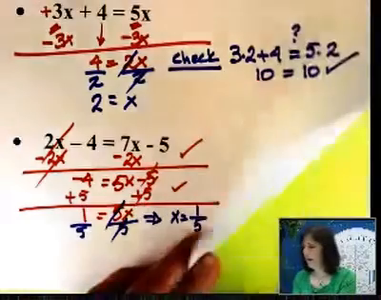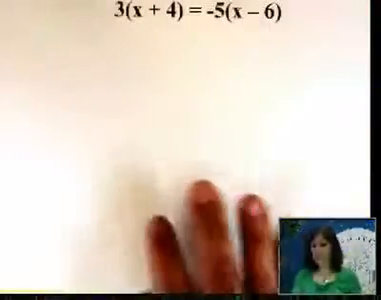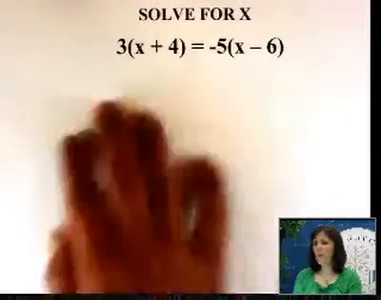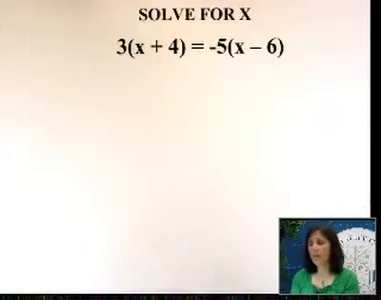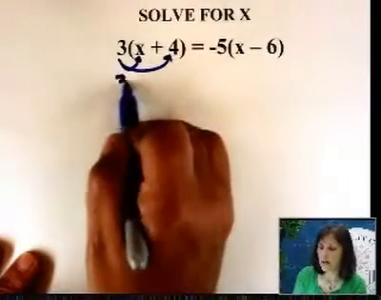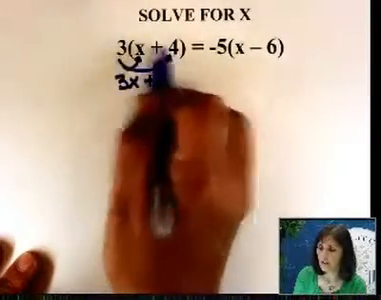Now, solve for x. This is a little bit longer. I have x's on both sides, and I have parentheses on both sides. So let's work it out. Distributive property, that means I can work this in. This is 3x plus 3 times 4.